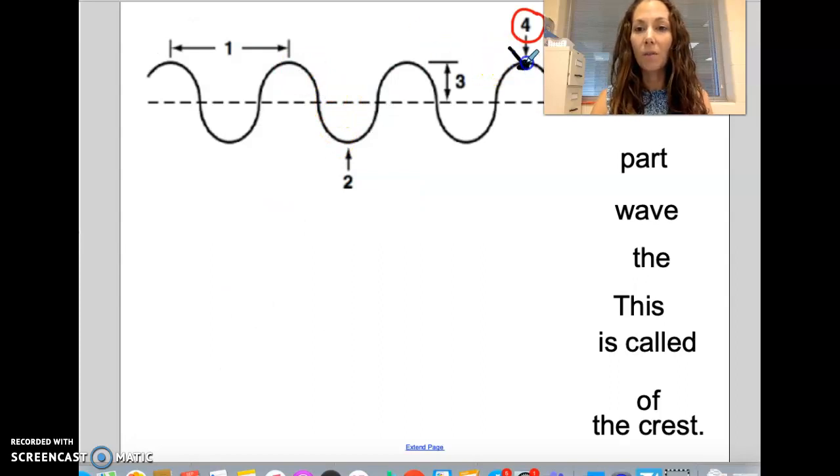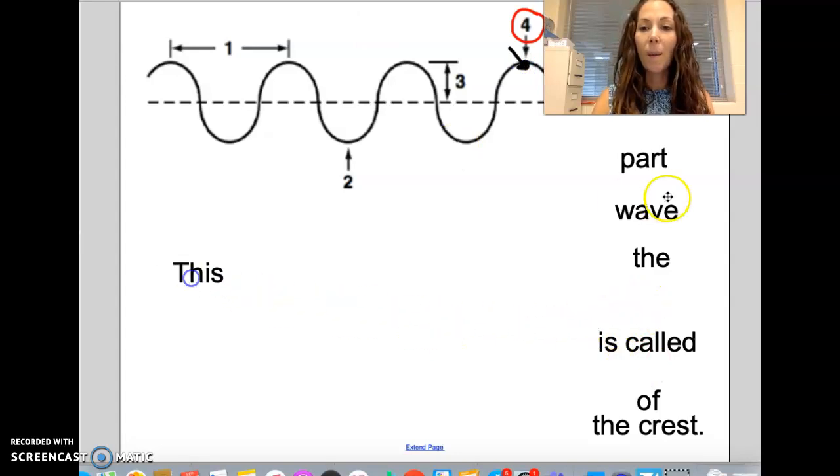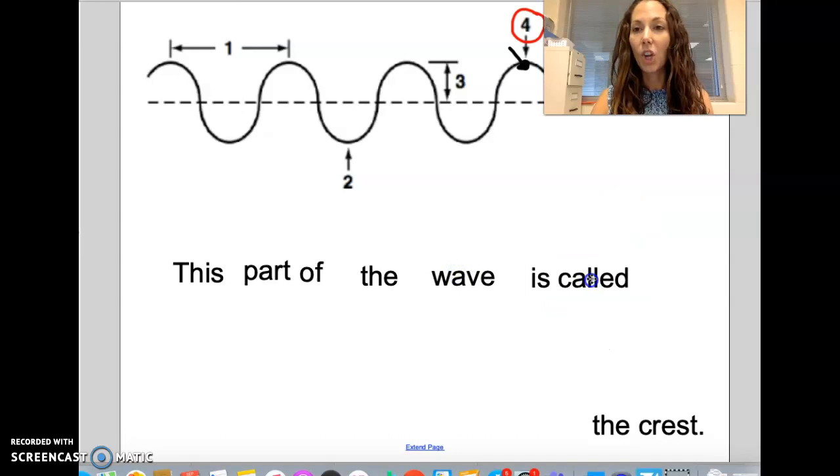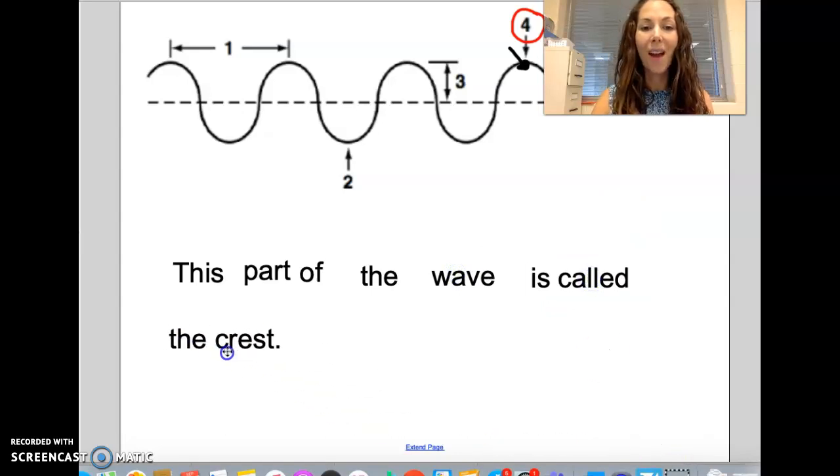This part right here, this part of the wave is called the crest.